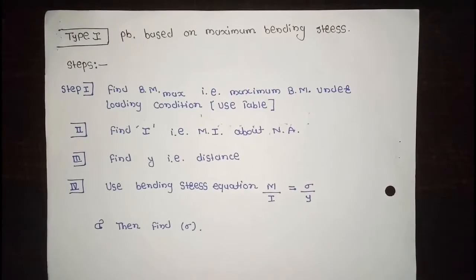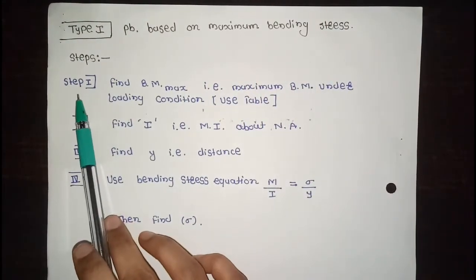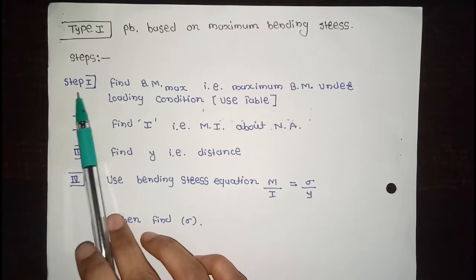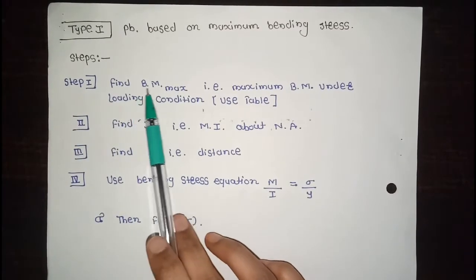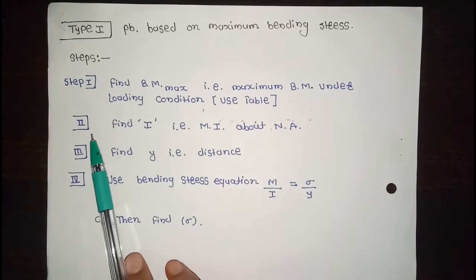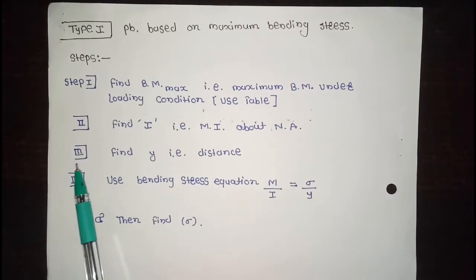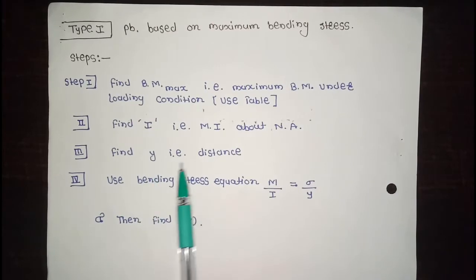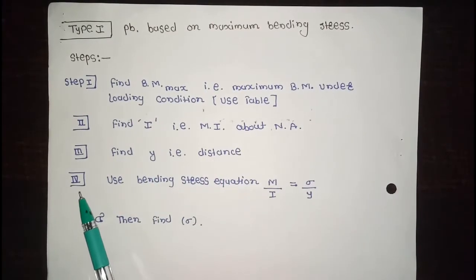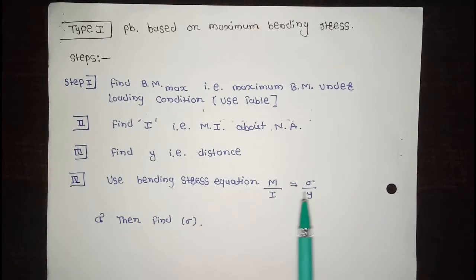Today we will learn numerical problems based on maximum bending stress. So first of all, the steps. Step first, calculate the maximum bending moment under the loading conditions. Then second step, calculate the moment of inertia about the neutral axis. Third step, calculate y, that is the distance. Then fourth step, use the bending stress equation M by I is equal to sigma by y and then find sigma.